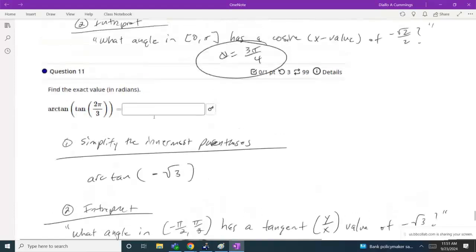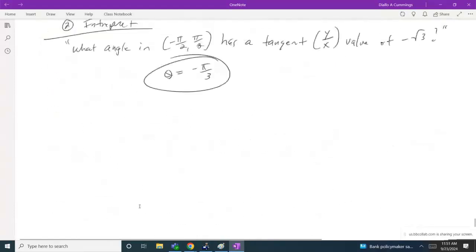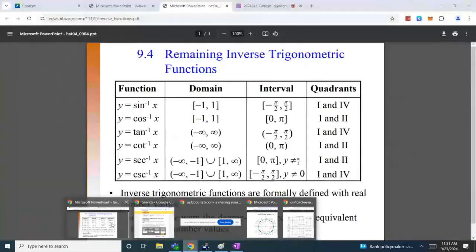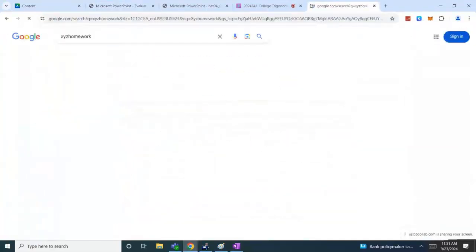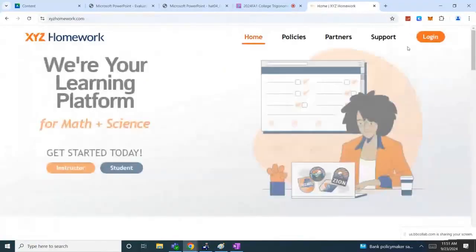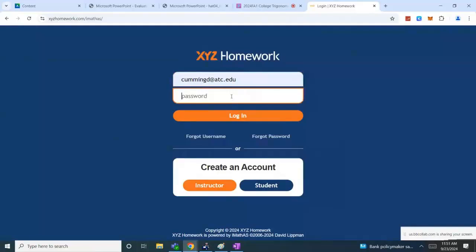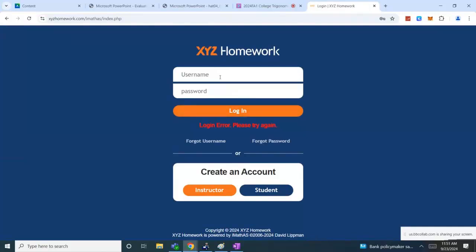All right, so any questions about number 11? All right, now I'll just kind of introduce the next section. In 3.1, I'm going to bring up the XYZ homework. Okay, it might help if I take the caps lock off.